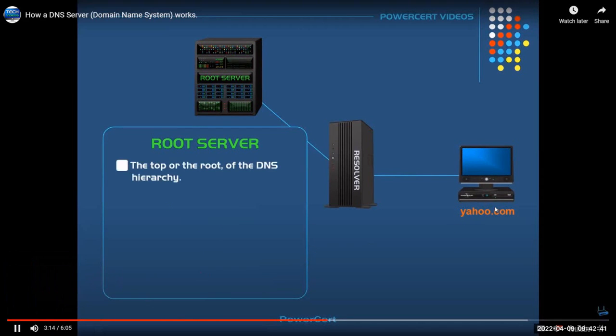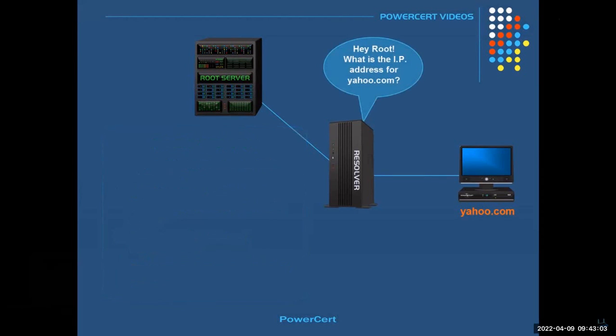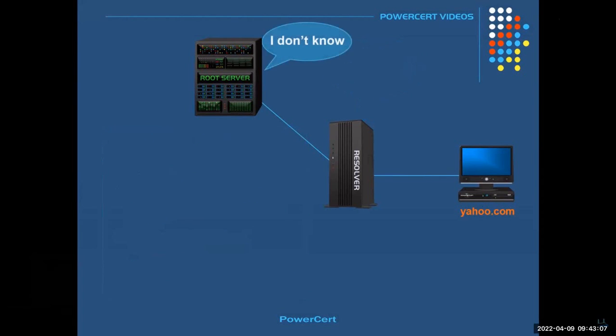The root servers are the top, or the root, of the DNS hierarchy. There are 13 sets of these root servers, strategically placed around the world, and they are operated by 12 different organizations. Each set has its own unique IP address. When the root server receives the query for the IP address for yahoo.com, it is not going to know what the IP address is. But the root server does know where to send the resolver to help it find the IP address.